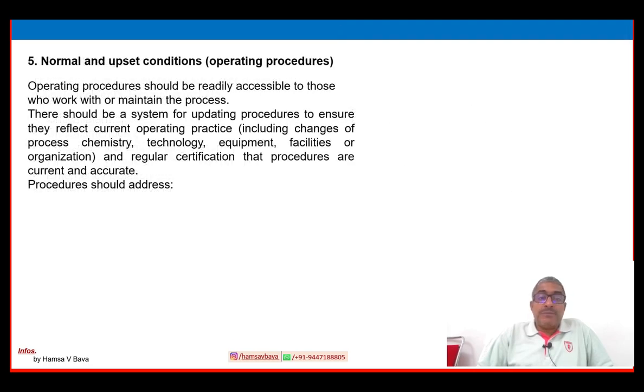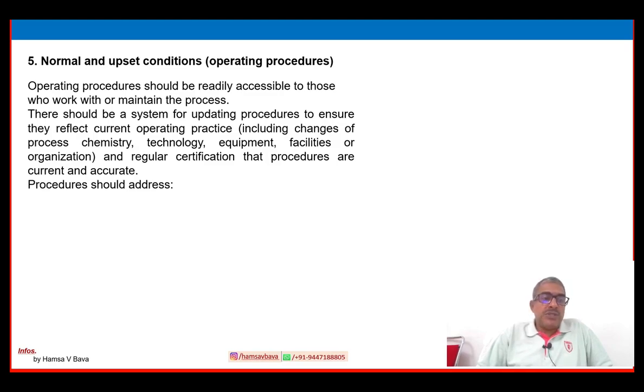Then the fifth one, normal and upset condition operating procedures, they will provide. Operating procedures should be readily accessible to those who work with or maintain the process. There should be a system for updating procedures to ensure they reflect current operating practice, including changes of process chemistry, technology, equipment, facilities or organization, and regular certification that procedures are current and accurate.